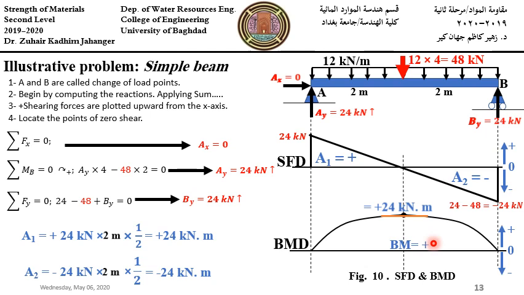Here is positive, minus, bending moment. Again, this will deflect like this, because this is positive. It is positive moment.